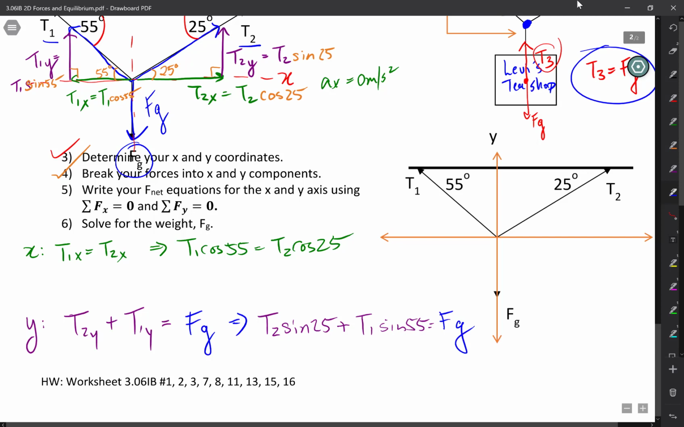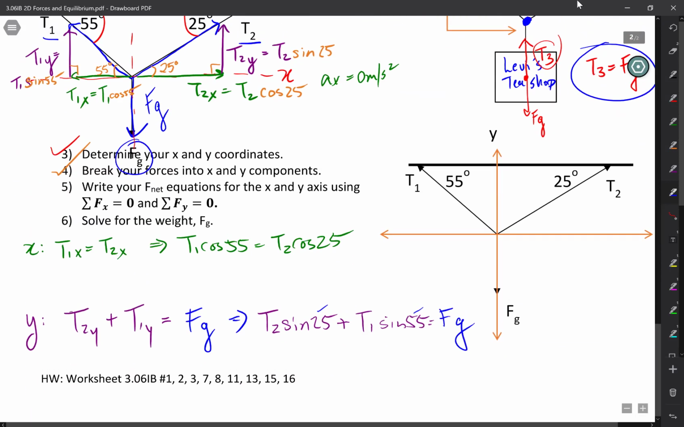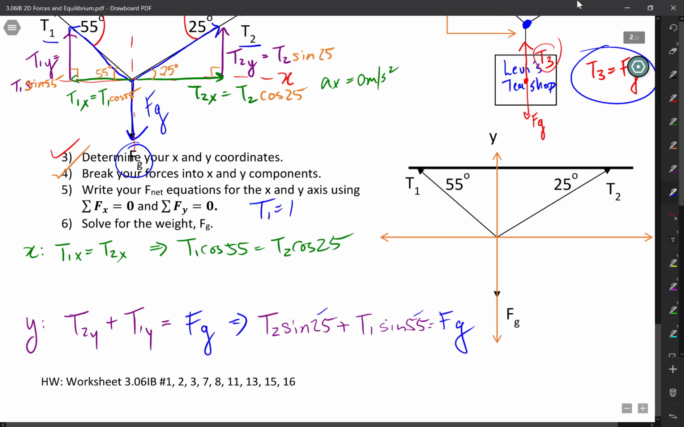Okay. Now, we have 25. We have 55. We have T1 actually because it's given here in our question. Let's just write it down. 120, I think. No, 110. We do have this. But we don't have T2. That's a problem. In order to get T2, we will have to see if another equation contains T2.